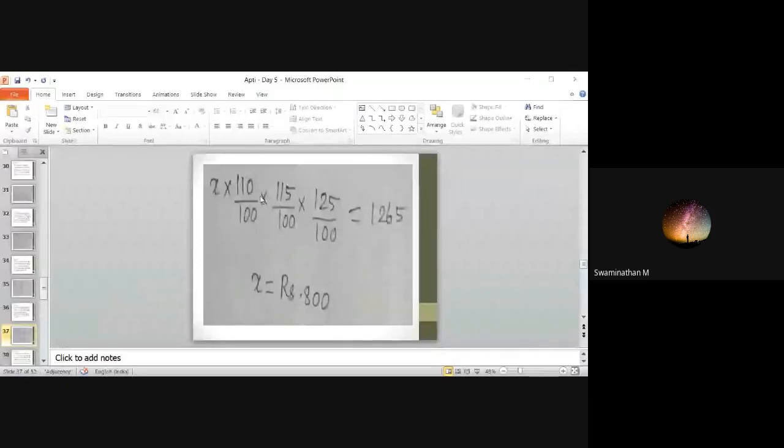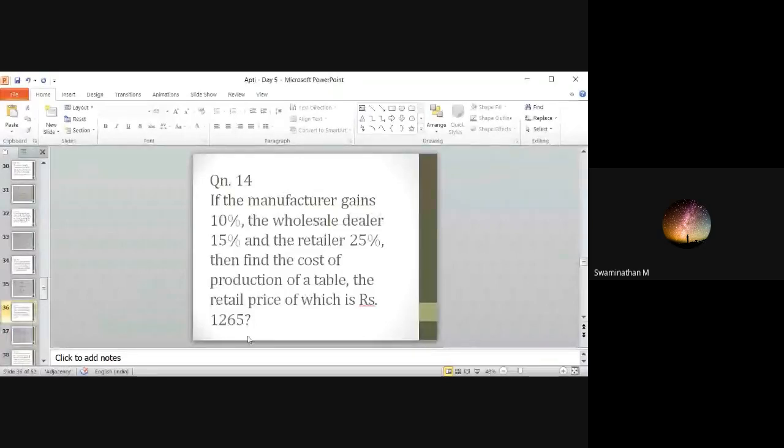If you make any mistake in between and you get some value greater than this price, you can be sure that it is wrong, because it cannot be more than this. Manufacturer gains, wholesale dealer gains, retailer gains. So cost of production cannot be more than the retail price. It will be less. So 800. Understood? Understood? Okay.